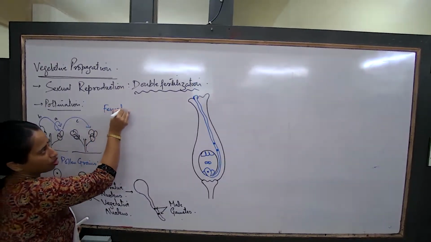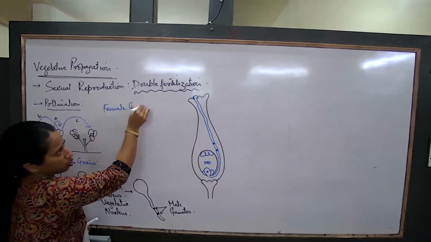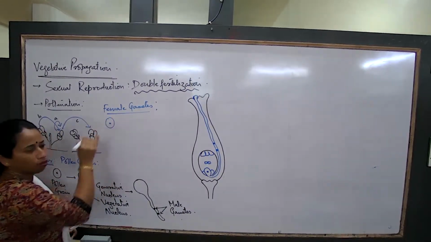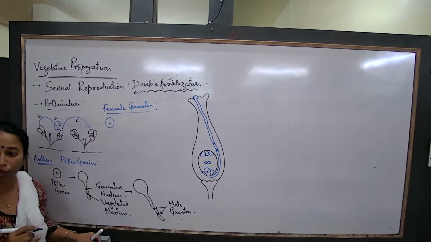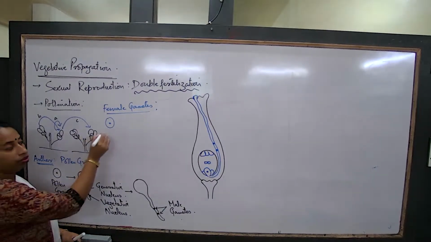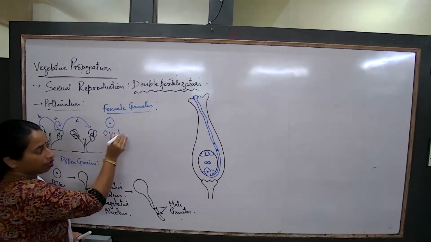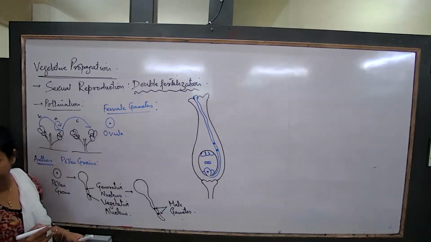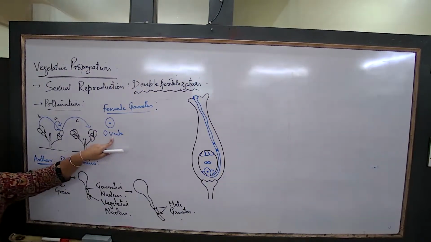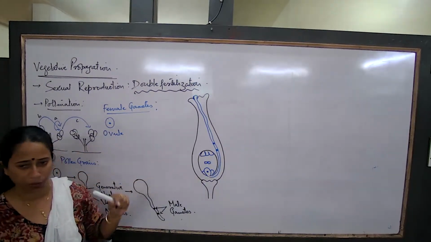Where are the female gametes formed? If I have to talk about the female gametes, I straight away have to think about the ovule. What is ovule? I told you. What is ovule? The chamber of the ovary. Be very specific. What is ovule? Define ovule. Name this part. Define the structure. This is an ovule that we understand.